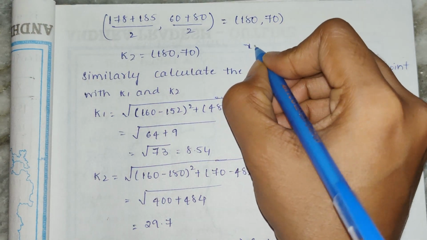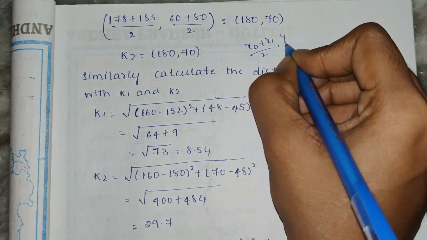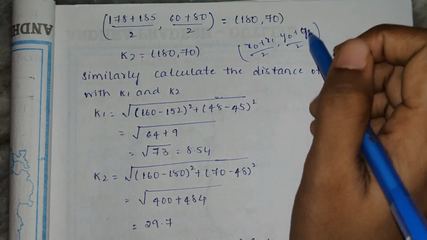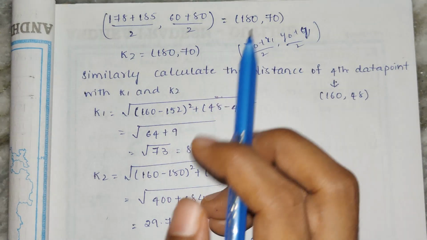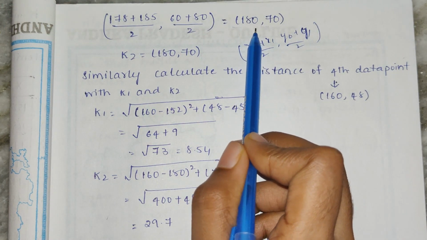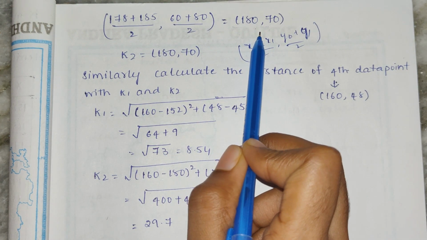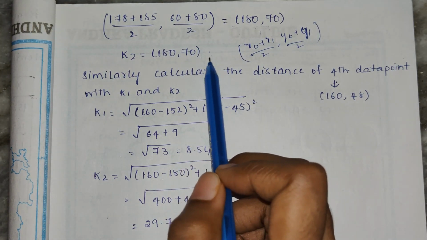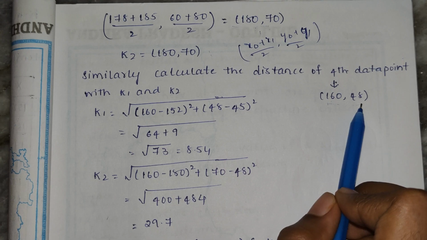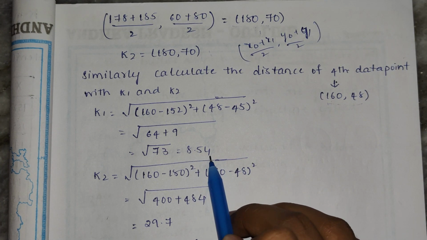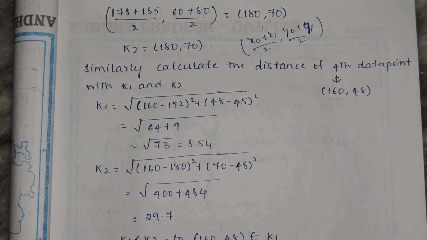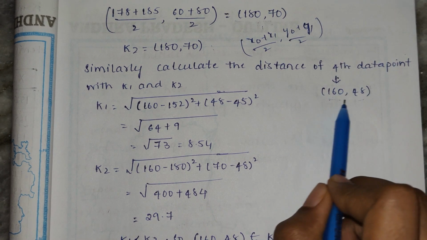The formula is (x0 plus x1) by 2 comma (y0 plus y1) by 2. Understood? This is why I've substituted those data points in this formula, and after calculating we will be getting this. And now the new centroid for cluster 2 is this, and similarly for the fourth data point, 168 comma 48, we will be getting 8.54 and 29.7 as distances, and here 8.54 is less, right? So this data point belongs to cluster 1.